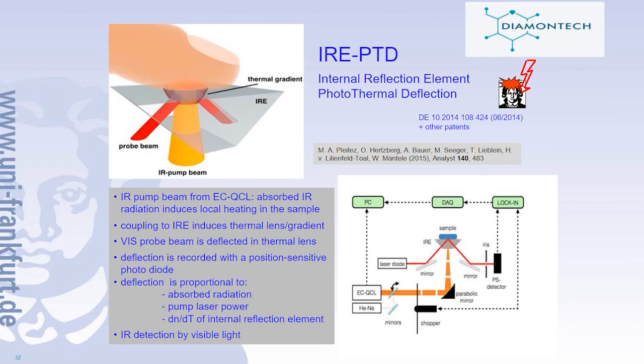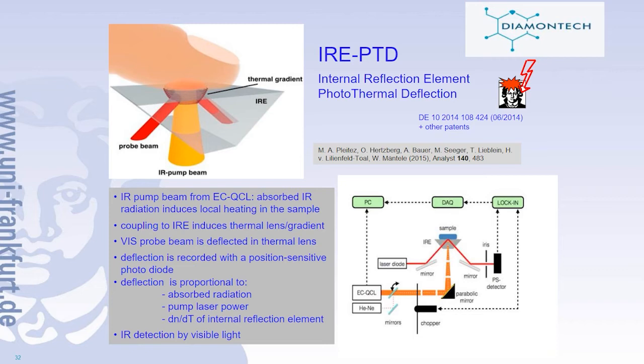And we use a second laser beam, which is called probe beam, which is a simple red laser diode that we send through this thermal lens, and it is deflected on the thermal lens, and the deflection is detected by a position-sensitive photodiode. This deflection is proportional to the absorbed radiation and to the pump laser power, which we can control. And it's dependent on the change of the refractive index Dn with the temperature of the internal reflection element. It's IR detection by visible light.